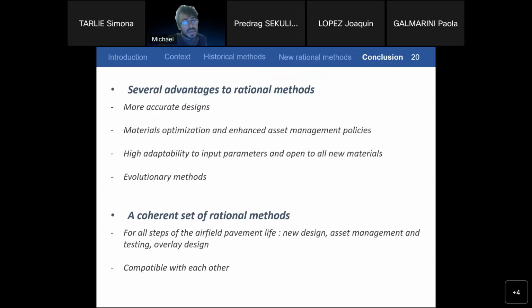And we have today a consistent set of rational methods, for all steps of the airfield pavement life, from the new design to overlay design, and between them, the asset management and testing. And all those rational methods have been made compatible with each other.